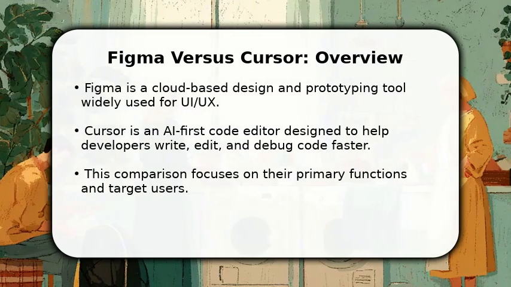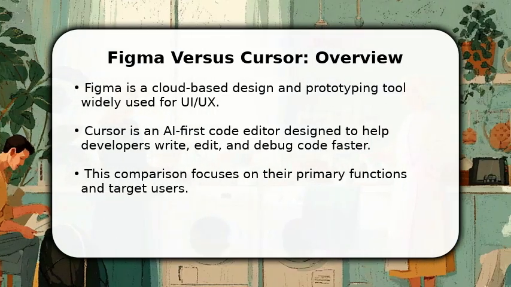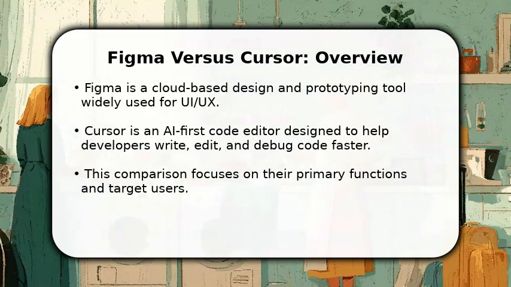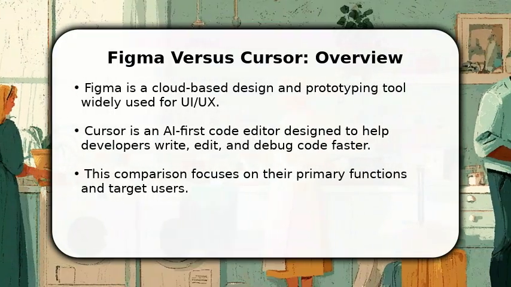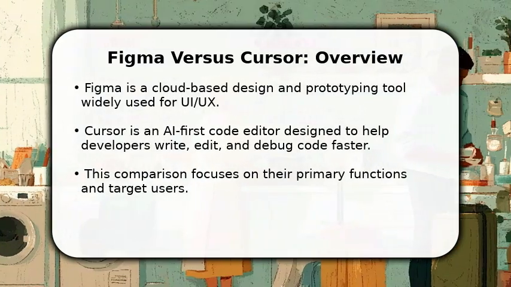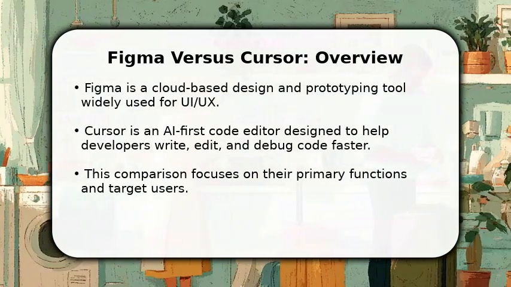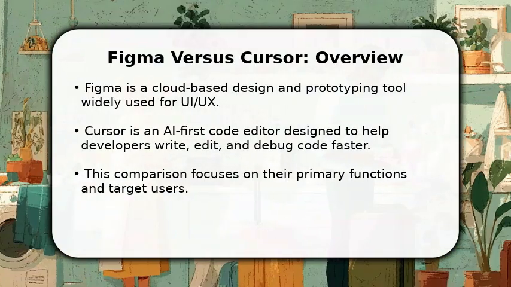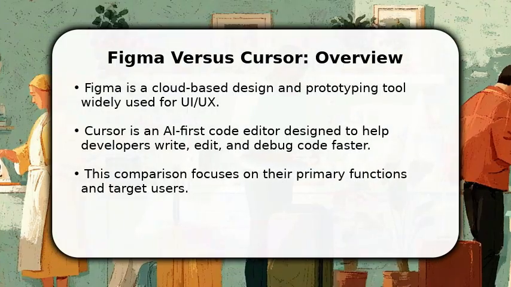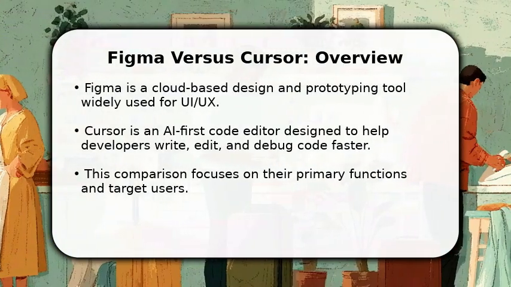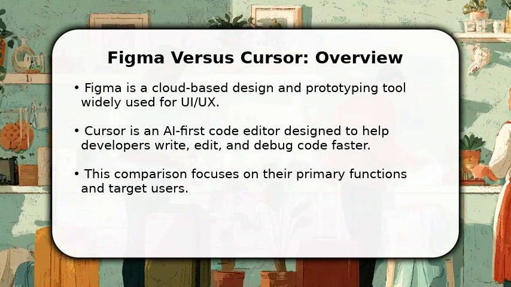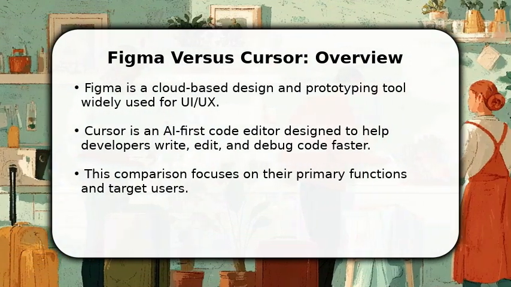In this video, I will compare Figma versus Cursor. Figma is a powerful, cloud-based design and prototyping tool, widely adopted by UI/UX professionals for creating stunning user interfaces and experiences. On the other hand, Cursor is an innovative, AI-first code editor, specifically engineered to enhance developer productivity through intelligent code generation and debugging. We will explore their distinct functionalities and help you understand which tool best suits your professional needs.